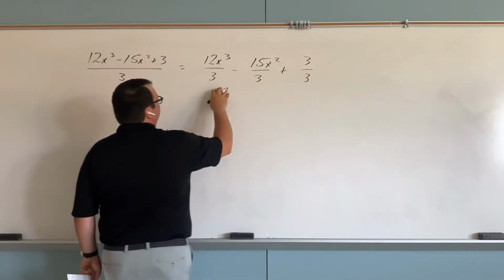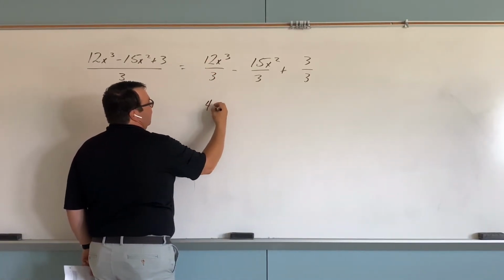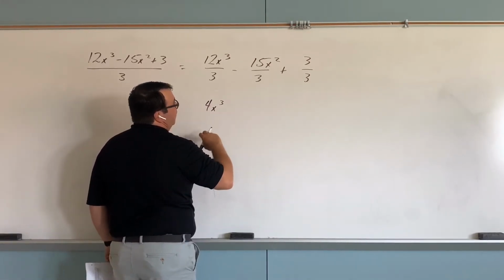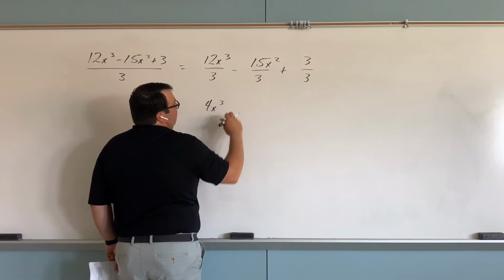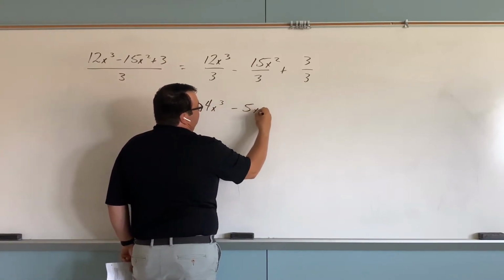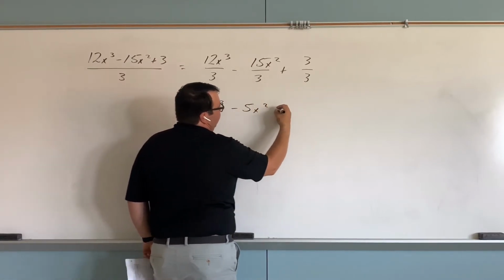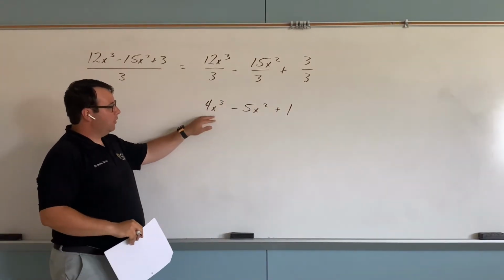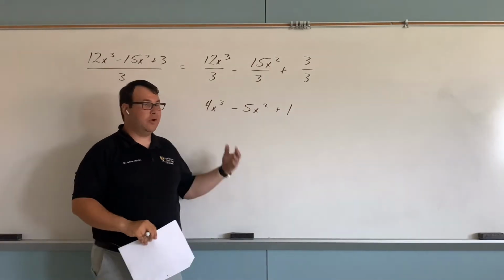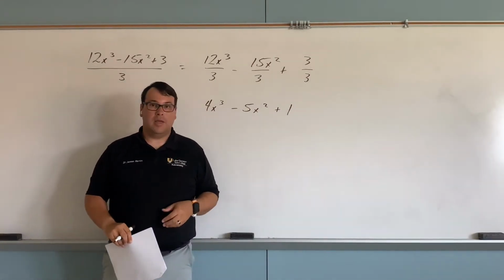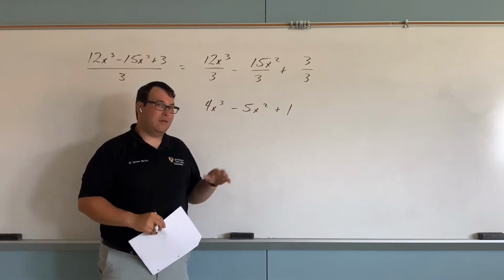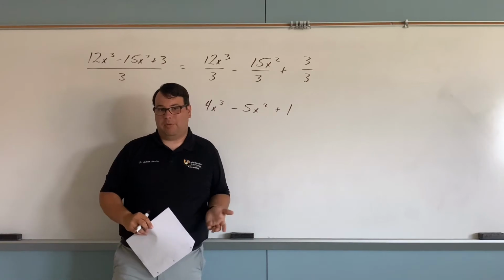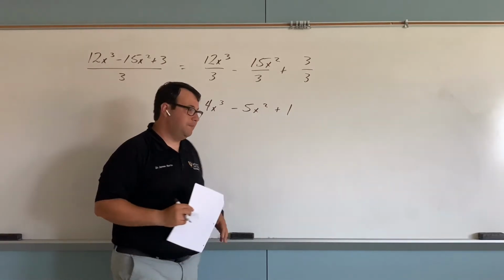Looking at what I have for this first term, 3 goes into 12 nicely. That's 4x cubed. 3 goes into 15 very nicely here. That gives me 5x squared. And 3 over 3 is 1. Now this little polynomial is already in descending order. There are no other like terms to combine. And so you are done. That is a great example of how we simply divide a polynomial by a monomial term. Let's try another one.